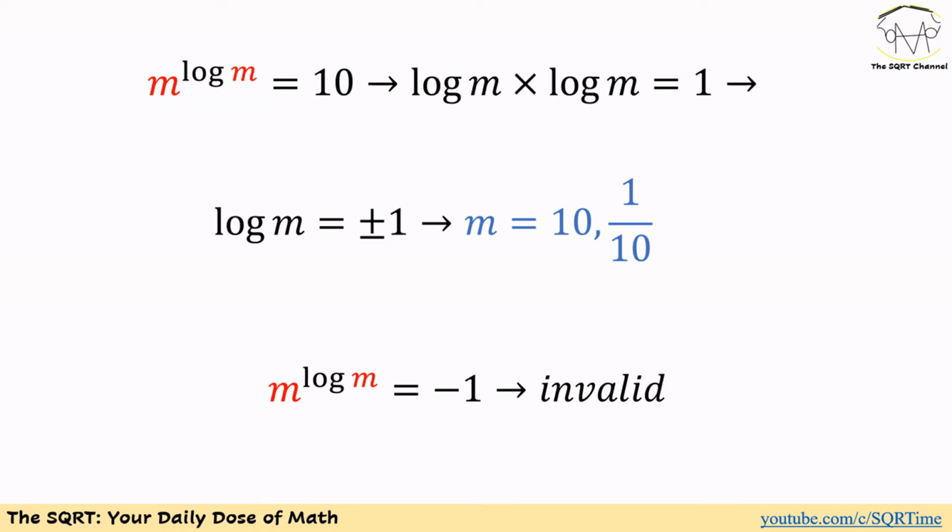For the other one, when we have m to the power of log m is equal to negative 1, we don't have any solution. This is invalid, since the result of an exponential equation cannot be negative. So at the end, we have 10 or 1 over 10 as two solutions for this problem.